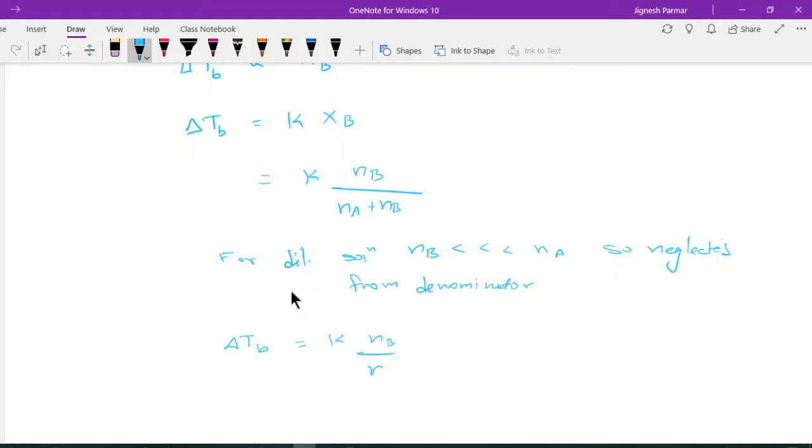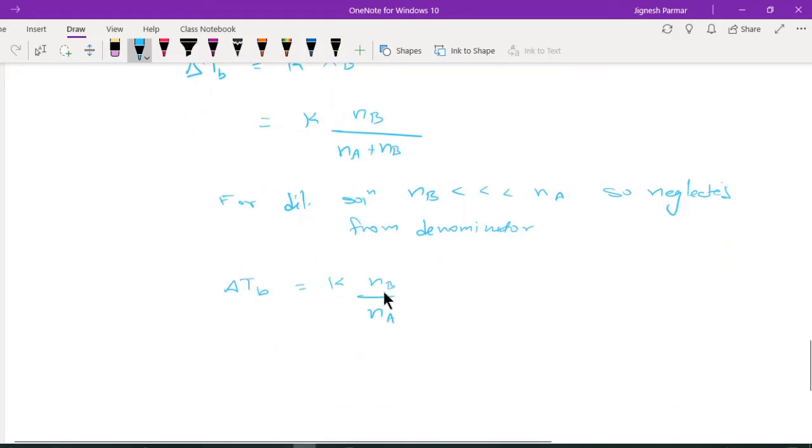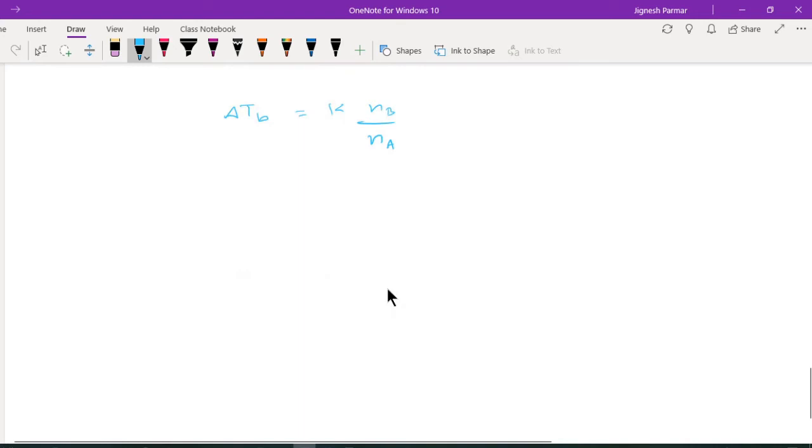So nB upon nA, and as you know, guys, nB upon nA is the number of moles. So can I write it this way: WB upon MB divided by WA upon MA. In a book it is given as 1 and 2. I am taking A for solvent and B for solute. You can take 1 and 2 as well: 2 for the solute and 1 for the solvent.